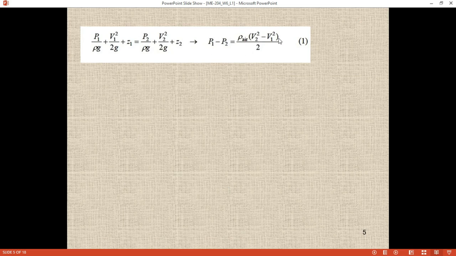Now we have to find out V1 and V2. If you know V1 and V2, we can easily calculate P1 minus P2, and if you know P1 minus P2, you can easily calculate h, because P1 minus P2 is equal to rho gh. So let's see how we can calculate V1 and V2.